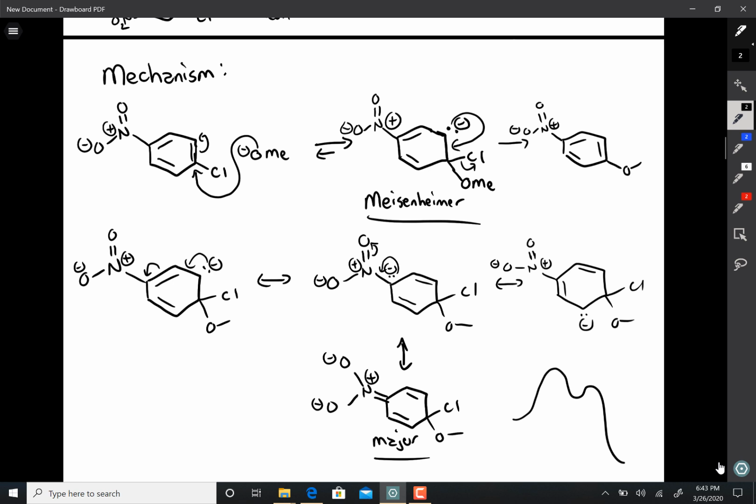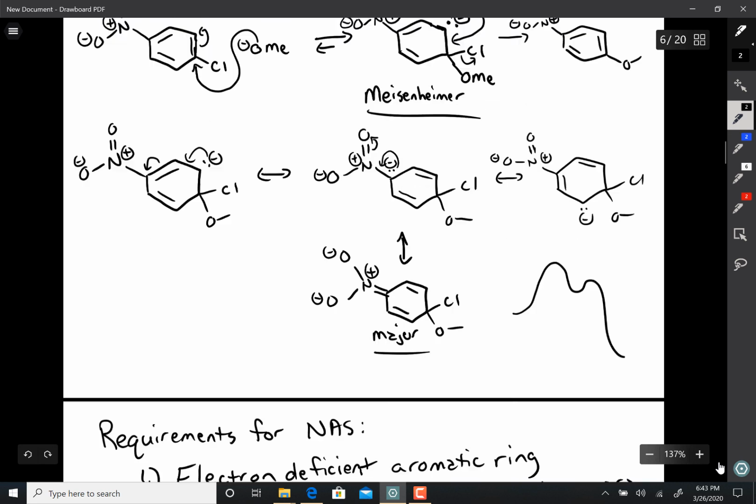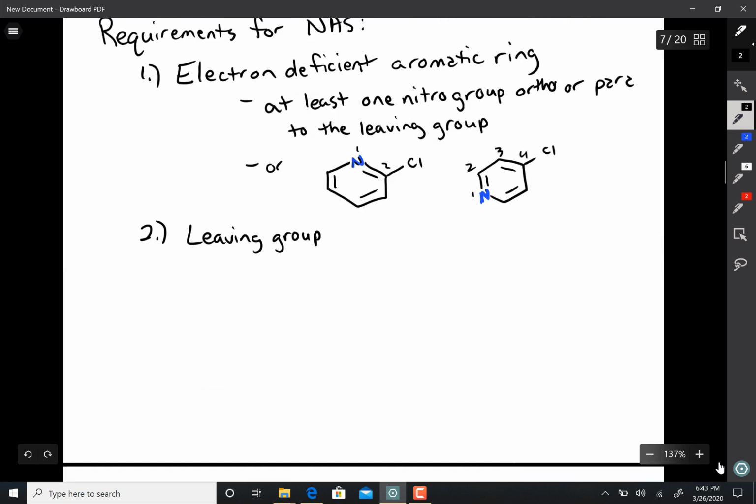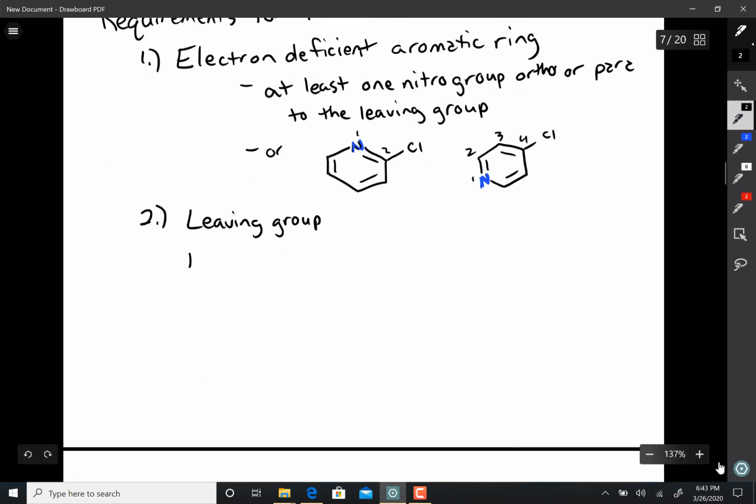Therefore, in the case of SN1 and SN2, the leaving group is part of the rate determining step. In the case of nucleophilic aromatic substitution, it isn't. It's in the 2nd step. And so the best leaving group that we're going to have in nucleophilic aromatic substitution is fluorine. Fluorine is better than chlorine, which is better than bromine, which is better than iodine.